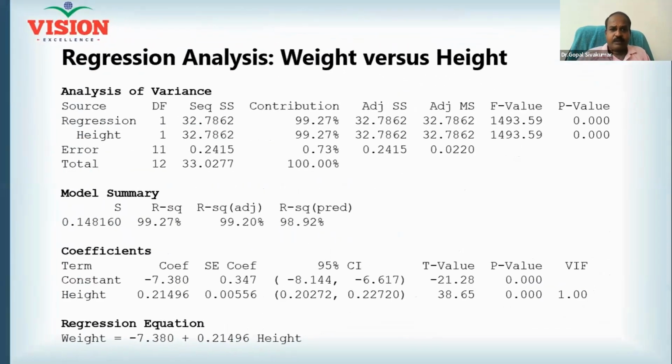Now, for the same data, the regression analysis is done, and this is actually the ANOVA table. You can see the p-value is very small for the factor height, because the weight of the baby is mainly depending on the height of the baby. The weight is mainly influenced by the height. And look at the R square, 99. Adjusted R square, 99. Predicted R square, 98. Can you use this regression model for prediction purposes?